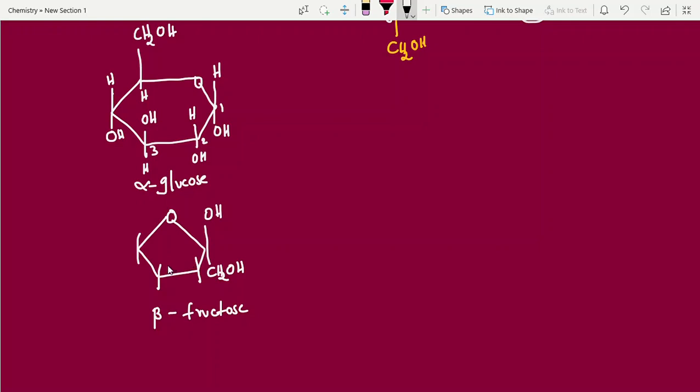And carbons 3, 4, 5 are the same, no? What is this 3? You can write H is down, OH is top. And here the 4th carbon, OH, H. 5th carbon, top priority group top, here down lowest priority. That's it. Simple. Now what I said? 1-2 linkage. This is carbon 1. Here carbon 1. Give the numbering. This is 1, this is 2, this is 3, 4, 5, 6.